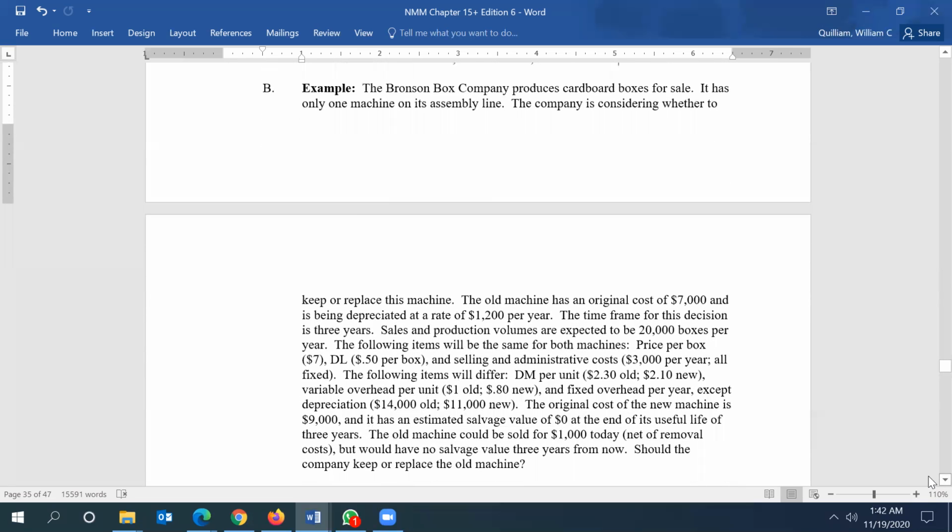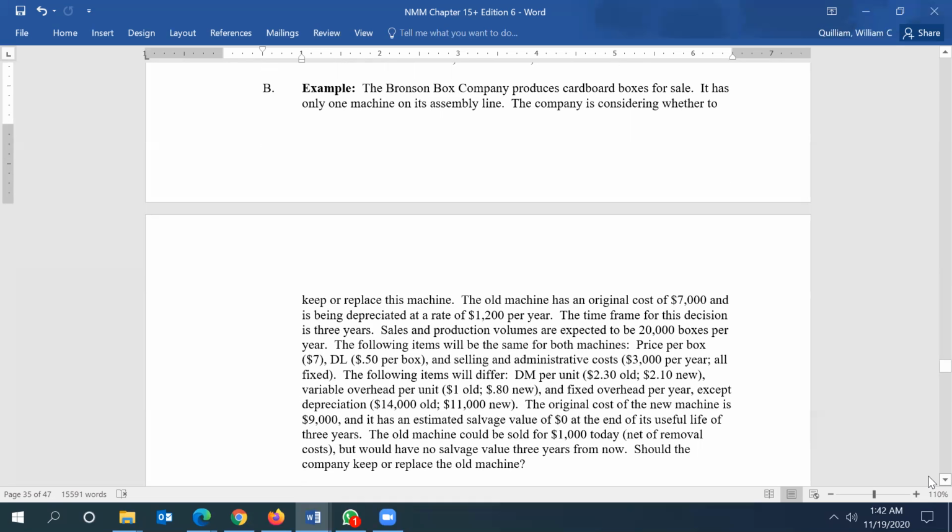It has only one machine on its assembly line that does everything, and the company is considering whether to keep or replace this machine. The old machine has an original cost of $7,000 and is being depreciated at a rate of $1,200 per year. By the way, those are totally irrelevant because they relate to sunk costs. The time frame for this decision is 3 years. We will deal with it.